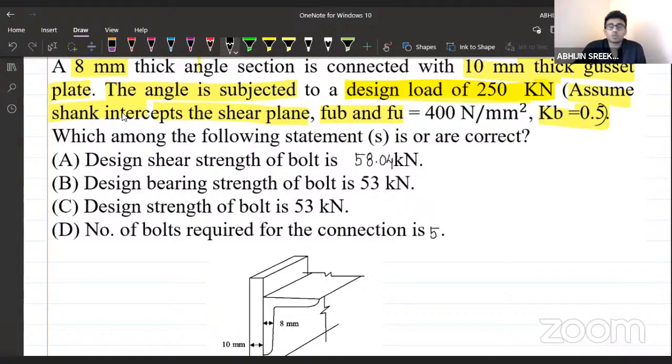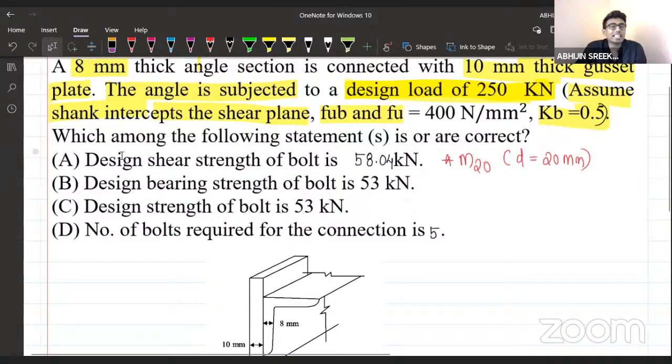Yes, Krishna is asking for bolt diameter. That data is missing here. You can do one thing. You can assume M20 grade bolts. Otherwise you can say the diameter of the bolt here is 20 mm. Fine, Krishna. This data is missing in the question. You can just make the correction there. Right, M20 grade bolts or diameter of the bolt is around 20 mm. Okay, so let's go option by option, one by one.